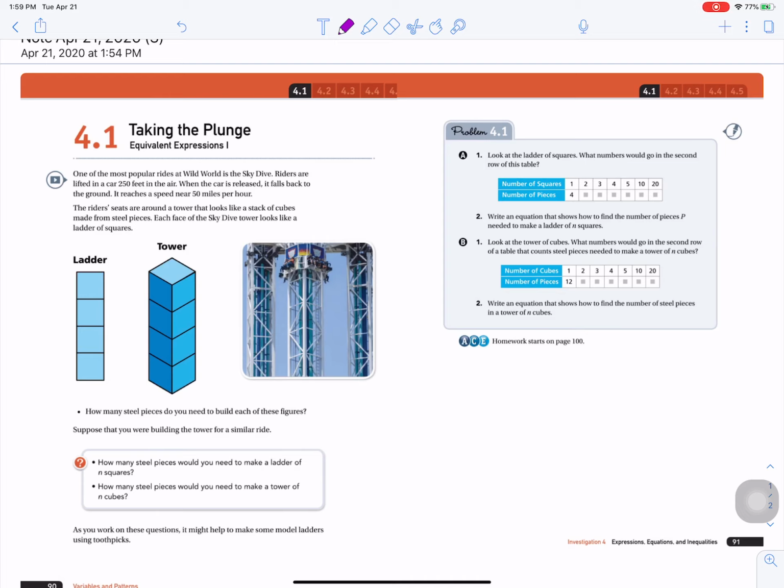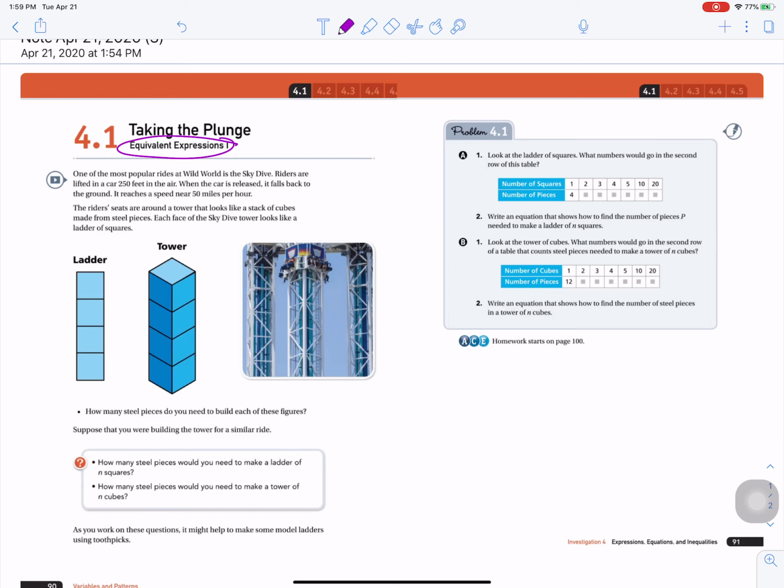Anyway, today you're doing lesson 4.1. It's kind of a cool problem. And as you can see, there's only 4 investigations in this book. So we're going to explore this lesson today, and we're looking to come up with equivalent expressions, so expressions that show the situations. We've been working on that.